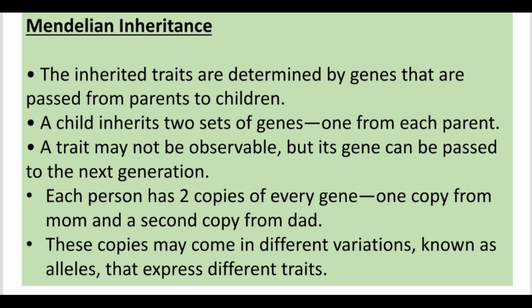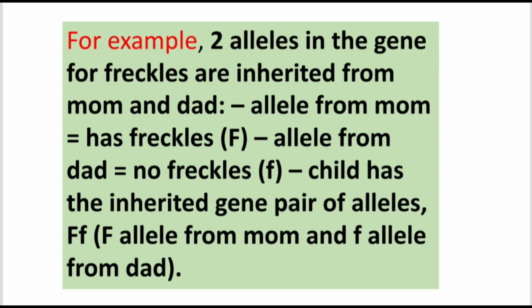A trait may not be observable, but its gene can be passed to the next generation. Each person has two copies of a gene, one copy from mom and a second copy from dad. These copies may come in different variations known as alleles that express different traits. For example, two alleles in the gene for freckles are inherited from mom and dad. The allele from mom has a freckle, capital F, and the allele from dad has no freckle, small f. The child has the inherited gene pair of alleles, capital F and small f, which is heterozygous.